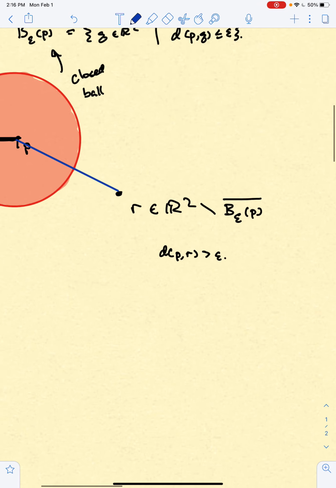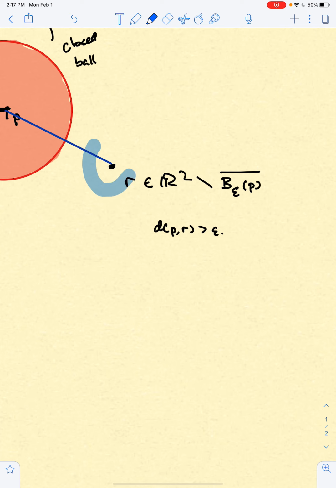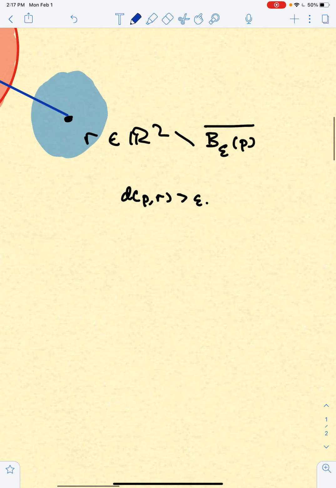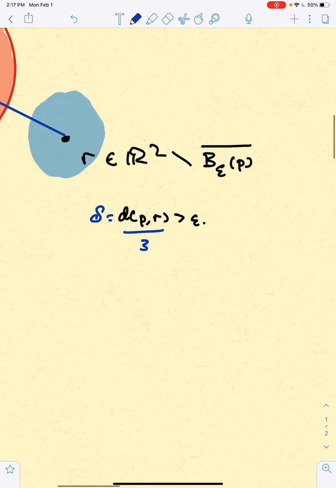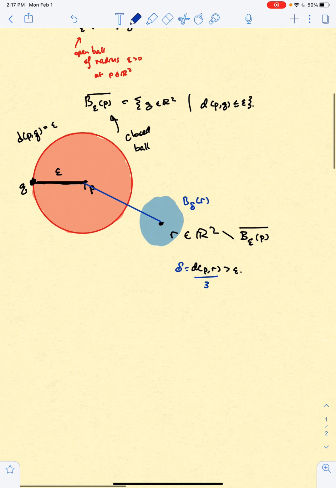And if it's strictly greater than epsilon, I can find some smaller little ball that's completely contained inside the complement. Say you take the distance from P to R and divide it by like 2 or 3, for example. We'll call this distance delta. Then the open ball of radius delta, centered at the point R, will be completely contained inside the complement. And so therefore the closed ball is closed.